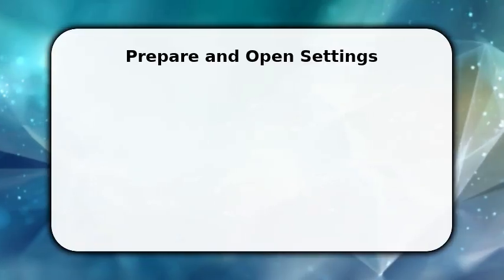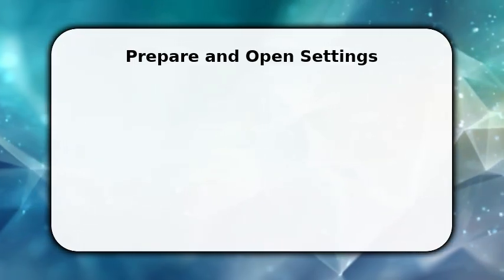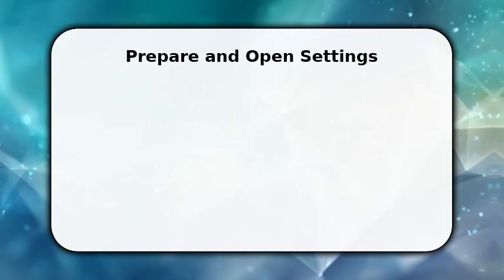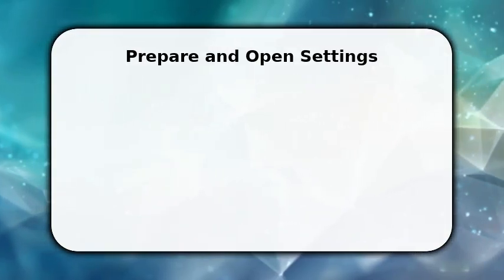You'll start by preparing the device and opening settings. Make sure the phone is on and unlocked, then open Settings and use the search field to find App Lock quickly. This avoids hunting through menus.